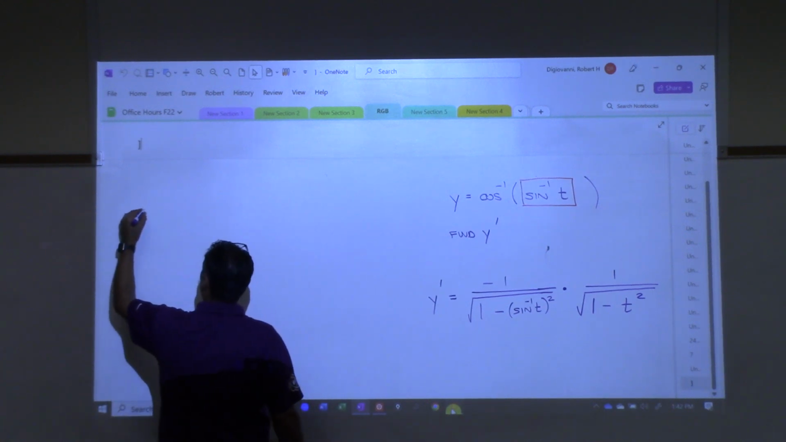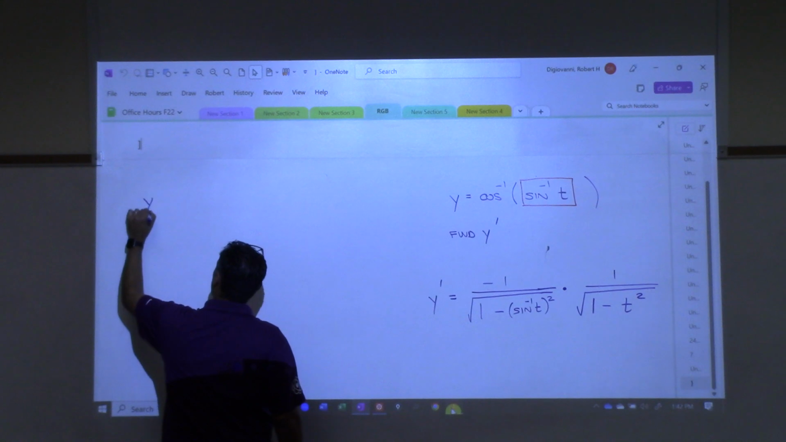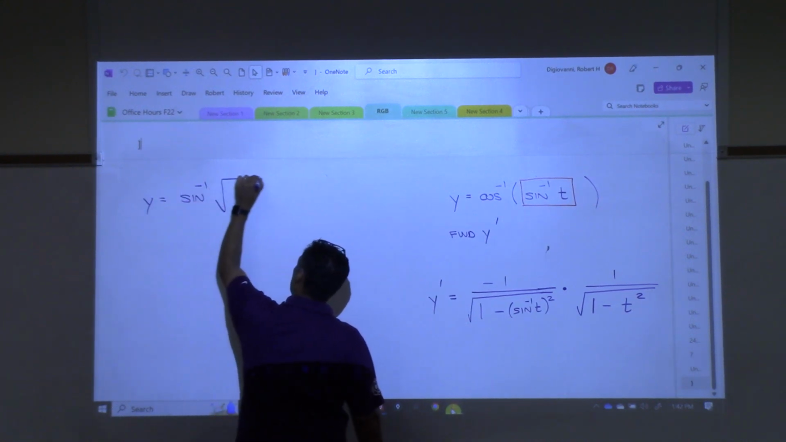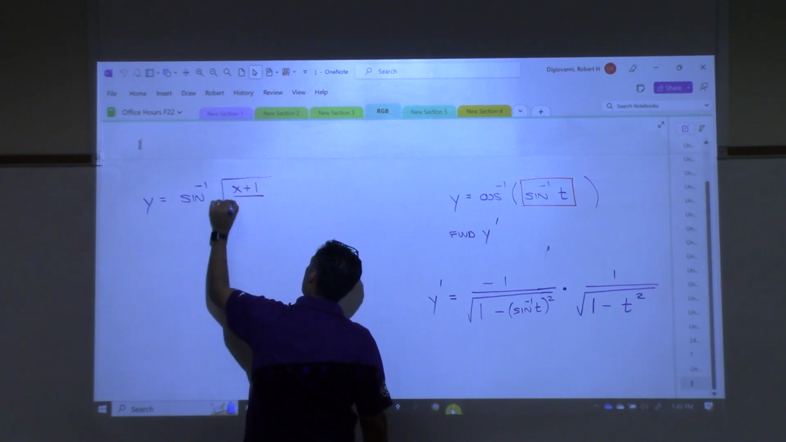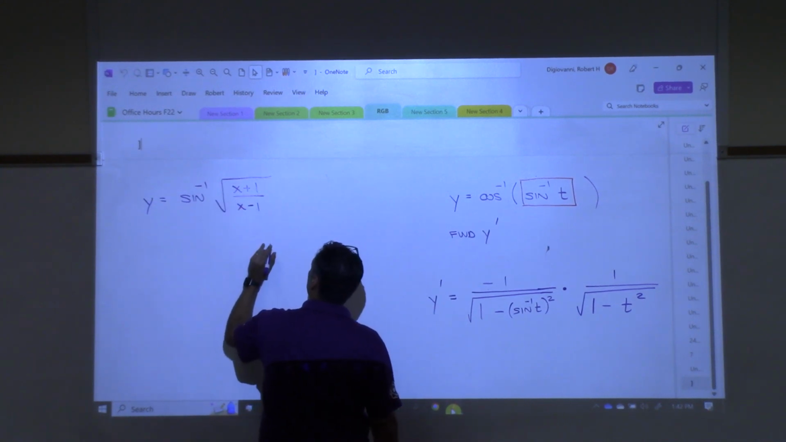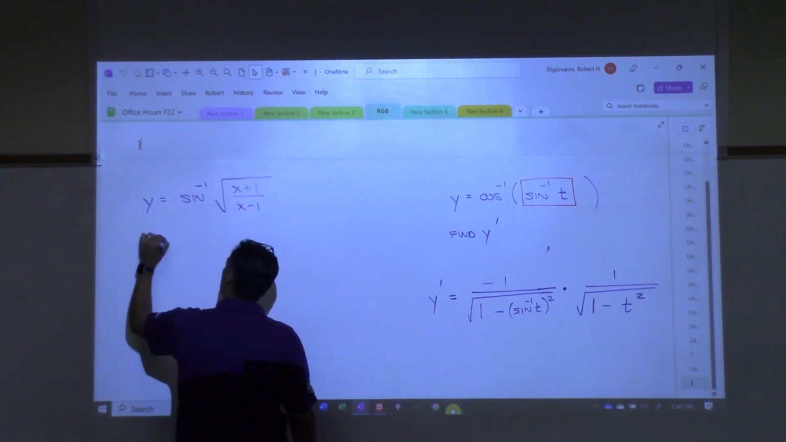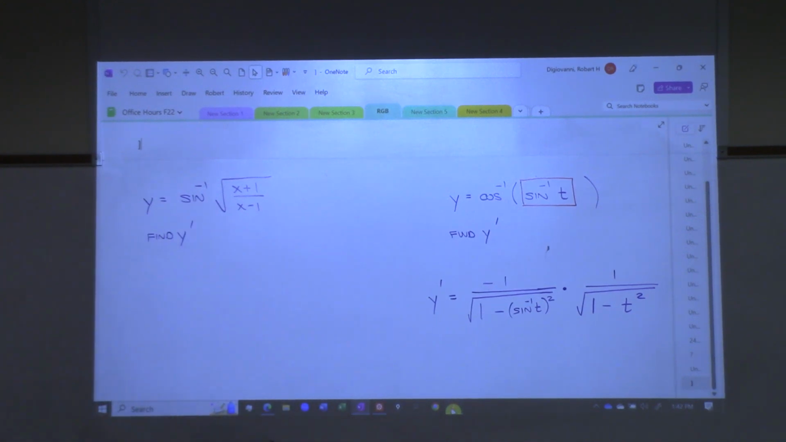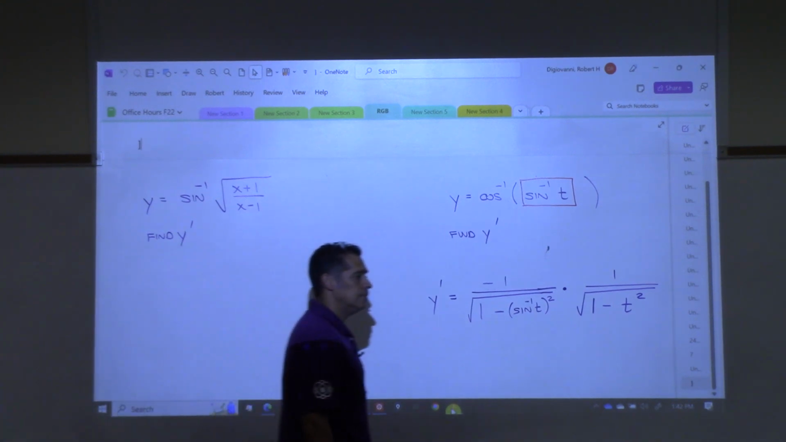How about this one? What if y equals sine inverse of the square root of x plus 1 over x minus 1? And I want you to find y prime. What do you think?